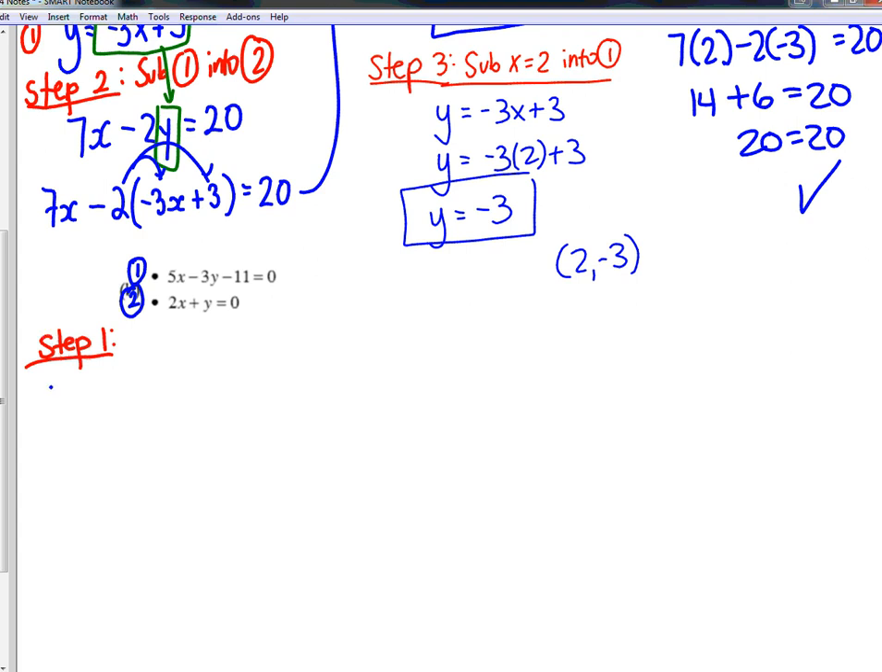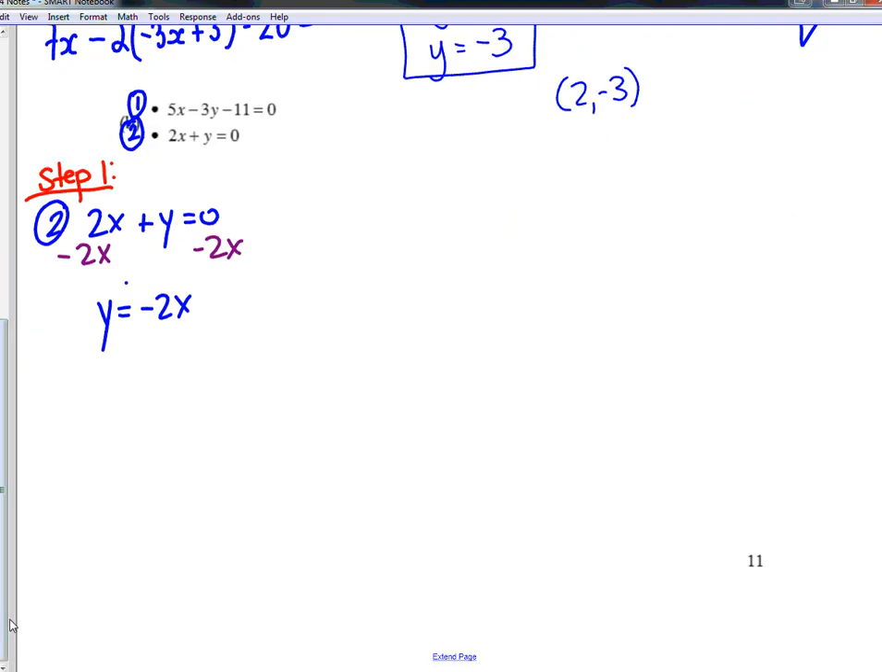So I'm rearranging equation 2, 2x plus y equals 0, for y, because the coefficient is 1, a lot easier, and you're going to avoid fractions. Okay? So y equals negative 2x. Step 2.